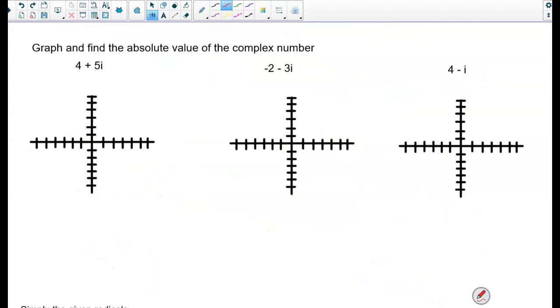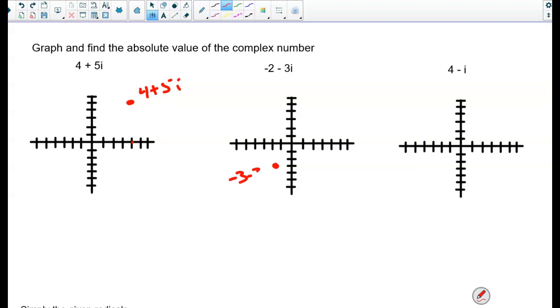You're going to be asked to graph them. You're going to be asked to get the absolute value of them. Graphing them, the real number is kind of like your x-coordinate. The imaginary is your y, or the imaginary number's coefficient is your y-coordinate. So 4 plus 5i. 1, 2, 3, 4. 1, 2, 3, 4, 5. And you're going to write the number next to the dot. Negative 2, negative 3i. Left 2, down 3.